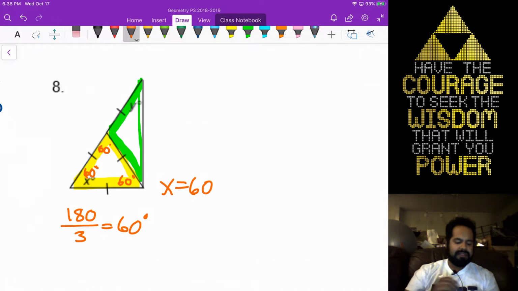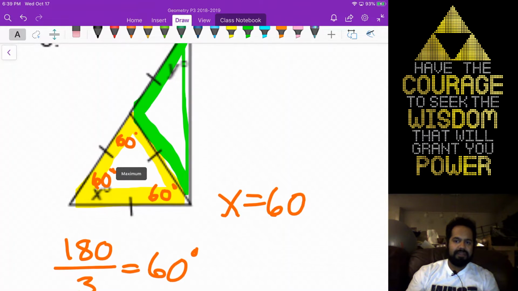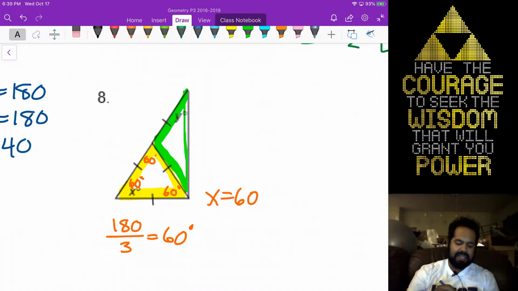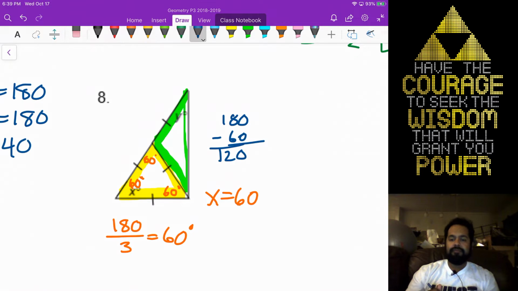Now again, going back to the linear pair idea, we look at that top corner where the yellow and the green triangle meet. This angle here, let me try a different color. This angle here, right? So the 60 degrees plus that top angle is going to add up to 180. So let's say 180 minus 60 gives you 120. So this angle here is 120.